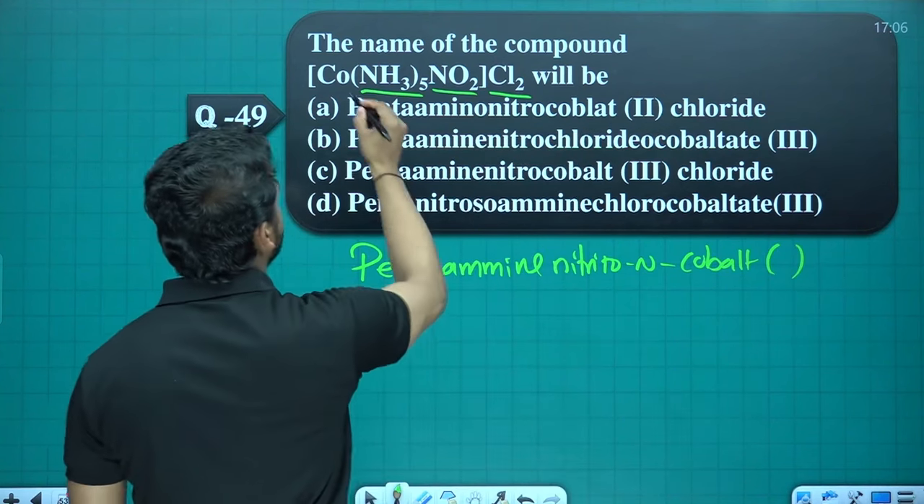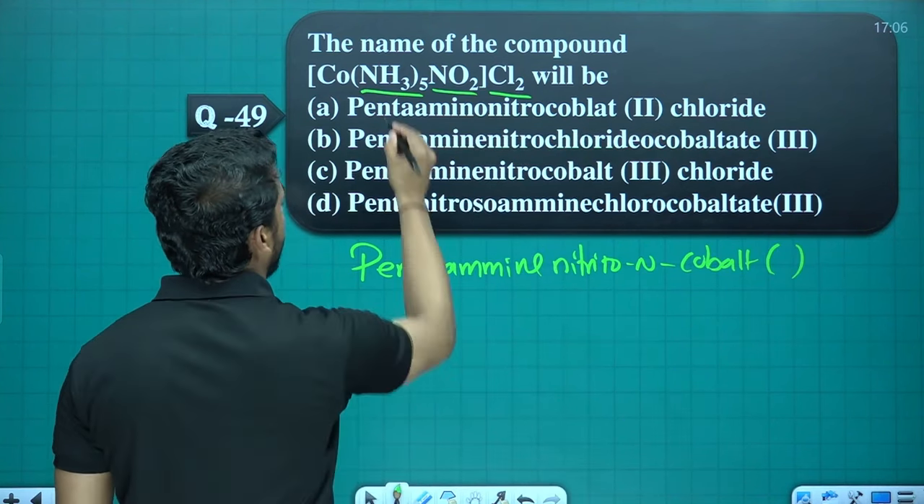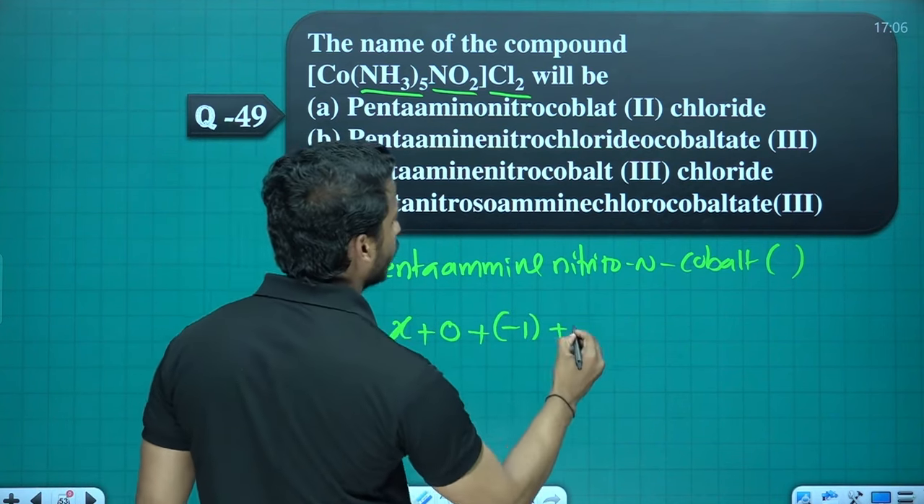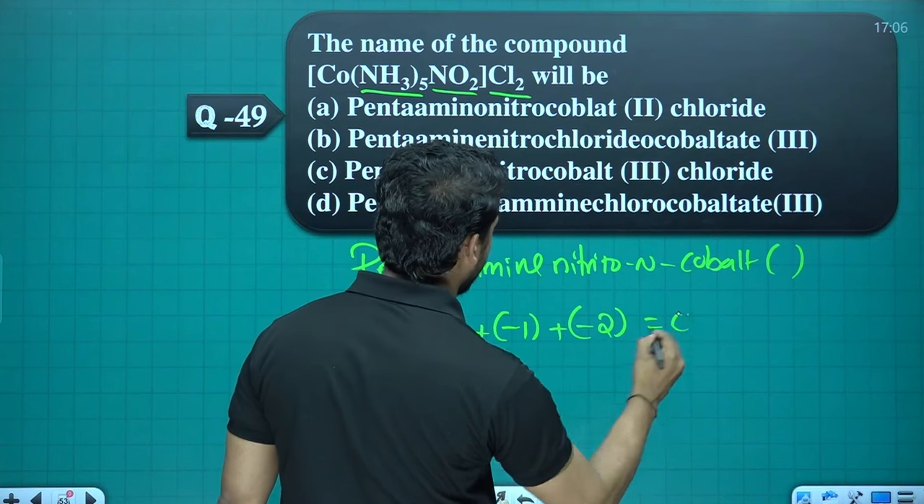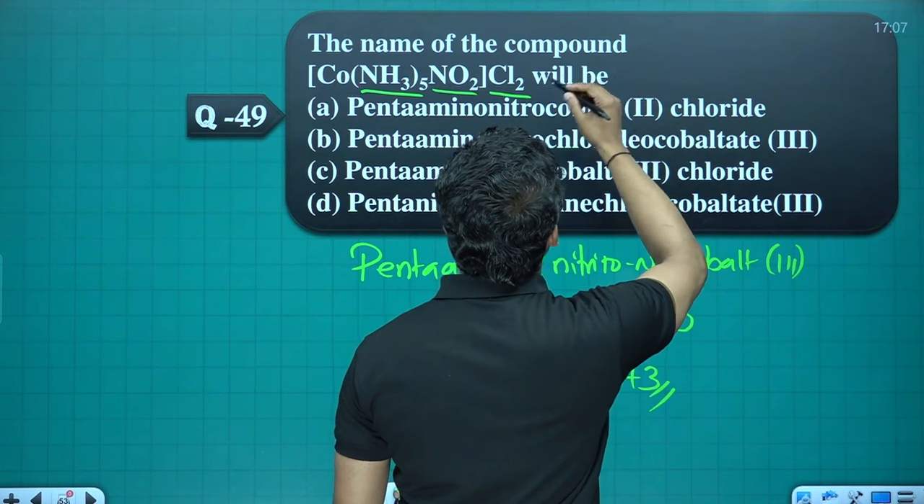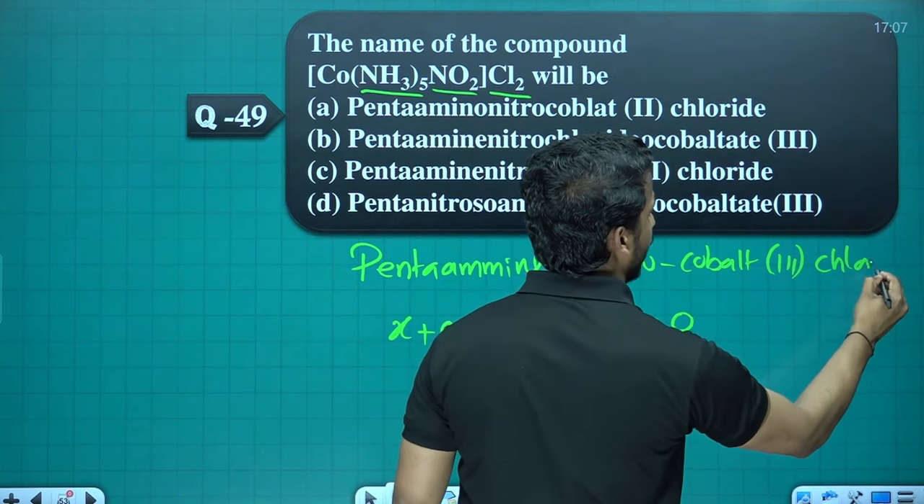What is the oxidation state of cobalt? Cobalt X. Ammine 0. NO2 charge minus 1. 2 chlorine charge minus 2. Overall is 0. X is equal to what? Plus 3. So 3, and outside we have chlorine. So we can write chloride.